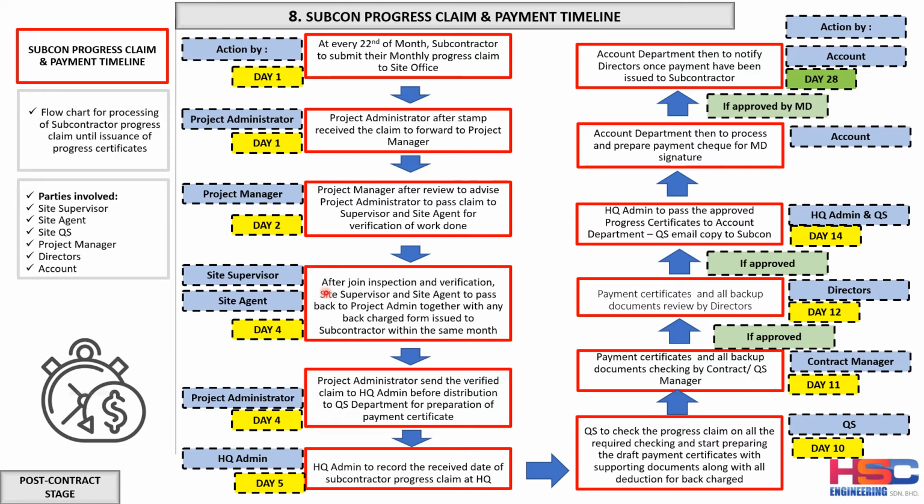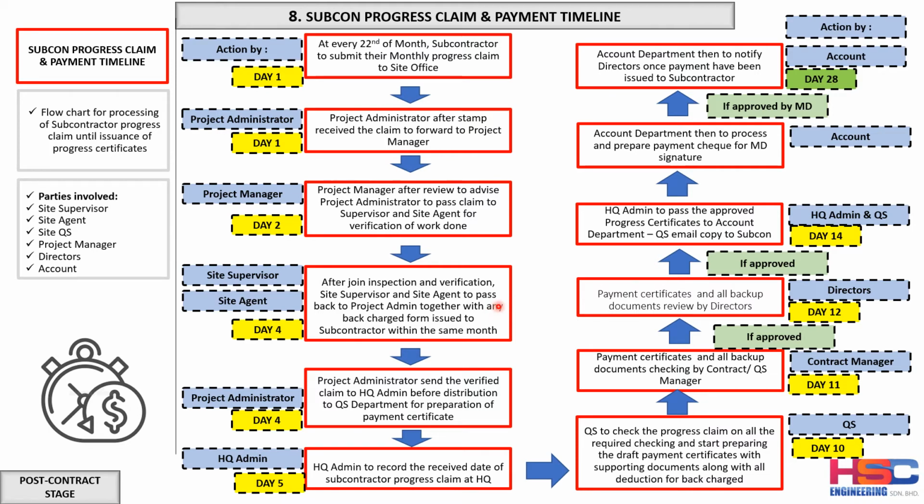Okay. And then the site supervisor and site agent, once they receive this subcon progress claim from the project admin, will conduct a joint inspection. Joint inspection here means the supervisor or the site agent will do a joint inspection with the subcontractor at site and verify whether the work is completed, whether whatever is shown in the progress claim is correct or not at site. So they have to do an inspection and confirm.